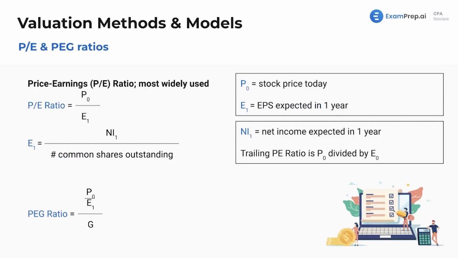PE and PEG ratios. What are these? Well, when in doubt, if you don't know what this is, it's price to earnings, price divided by earnings. It's not hard to memorize these ones. This is PEG, price earnings growth. The PE ratio is the one that's most widely used. This is just the PE ratio divided by the growth.